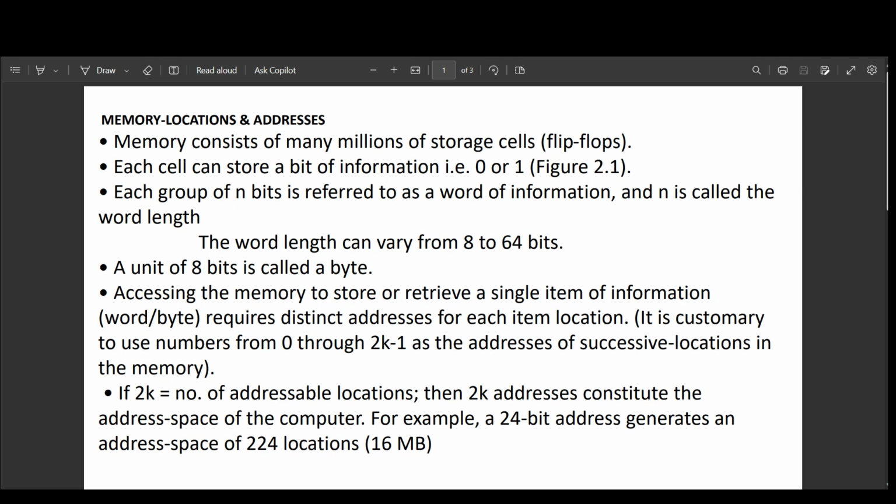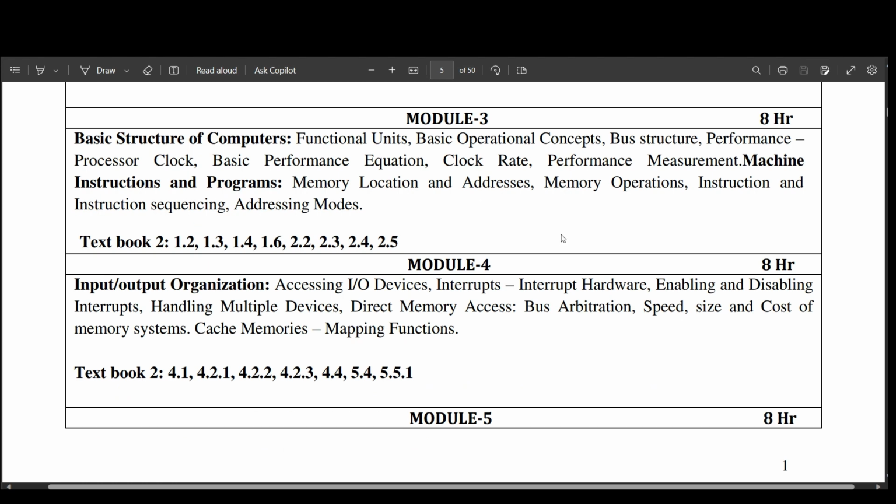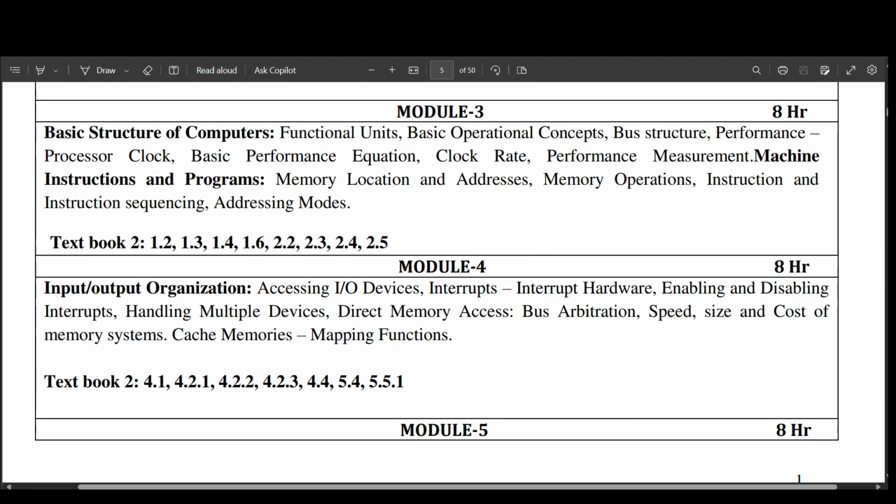So let's see what we learned in our previous lecture. We learned about the performance equation and performance measurement. Here we have completed part 1 of module 3, that is the basic structure of computer. We have completed functional units and basic operational concept. This is a very important basic operational concept and a compulsory question in VTU. And bus structure, processor clock, basic performance equation, clock rate and performance measurement will be asked for definitions.